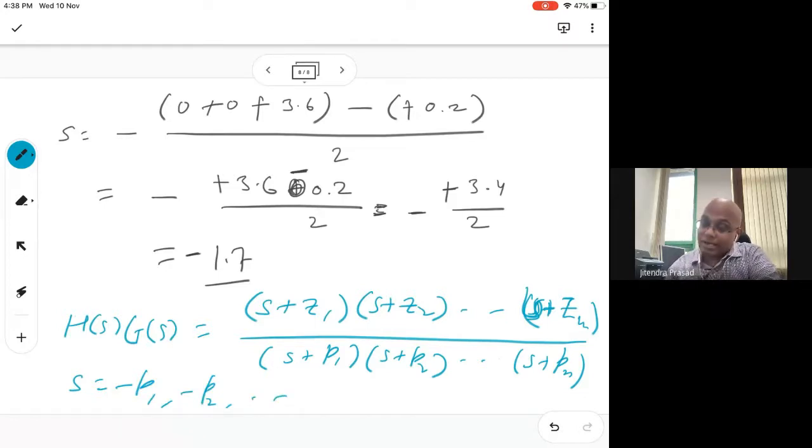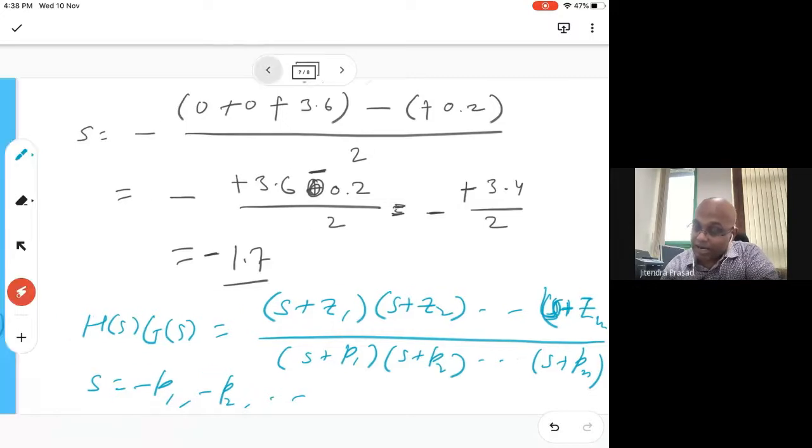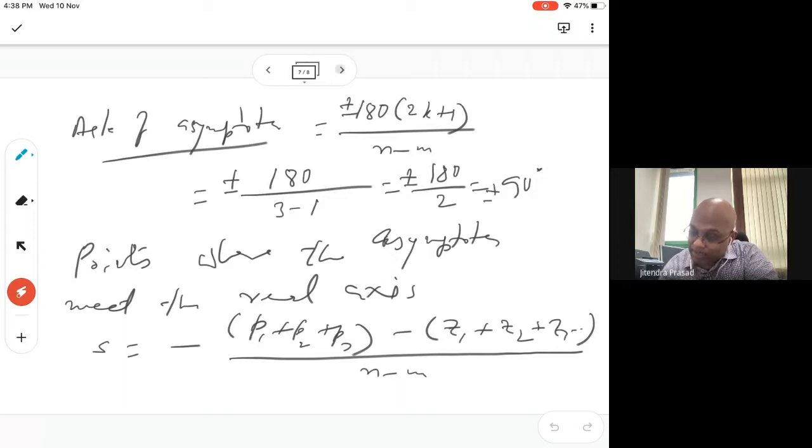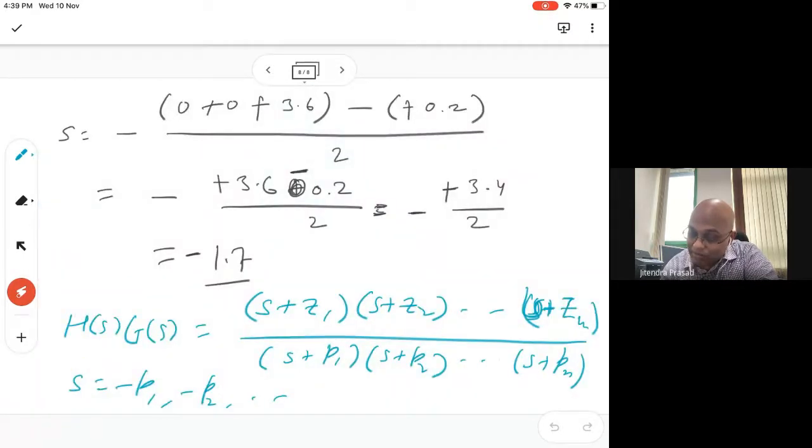So when we write this general formula, we have to be careful. P1 is actually the negative of the root, meaning that if the root is S equal to minus P1, we take the negative of that and put it in. So if the root is minus 3.6, we have to write 3.6 here, and in this case also 0.2. So it will be 3.6 minus 0.2 over 2, which is 3.4 over 2, and hence minus 1.7. Okay, so now it's correct.